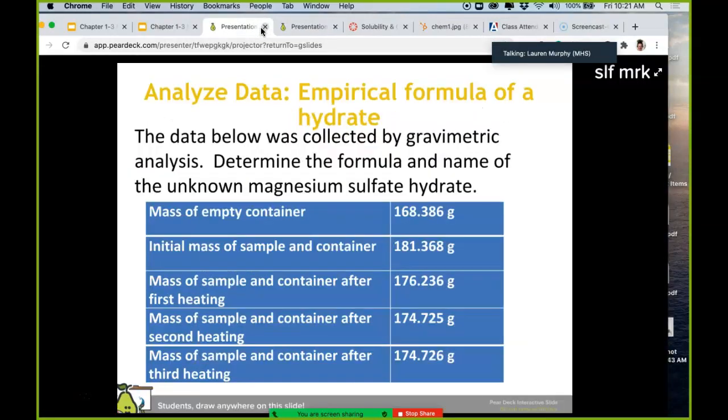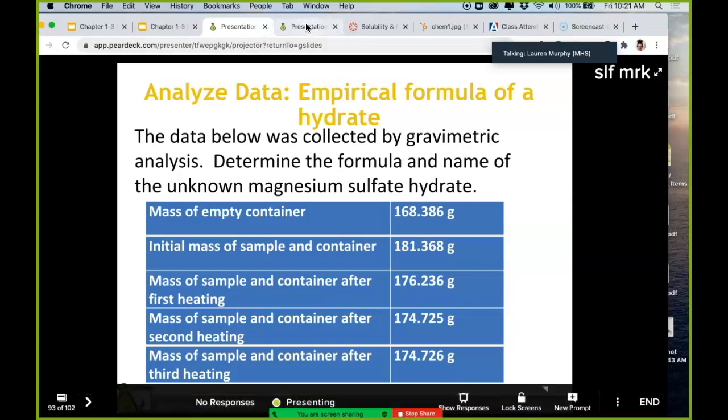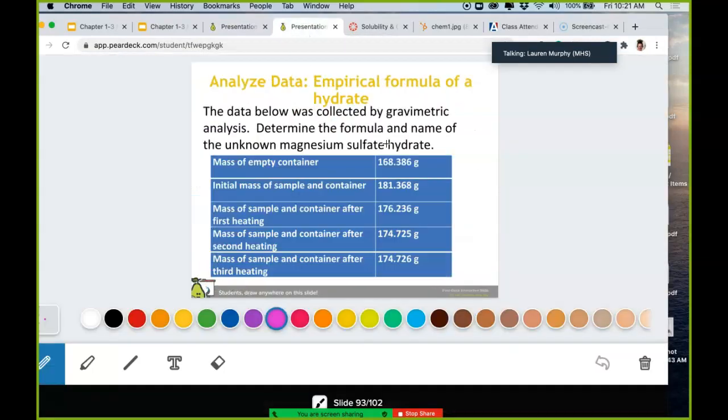New stuff. So the data table was collected by gravimetric analysis. That just means they're using electronic scales and really, really accurate data to figure out this compound, okay? This compound is a hydrate. If you remember, a hydrate is something that has waters attached to it, okay? So they're doing a hydrate, which is a salt. For the sake of this class, any ionic compound can be called a salt. Yes, it's not table salt like sodium chloride that you're used to.